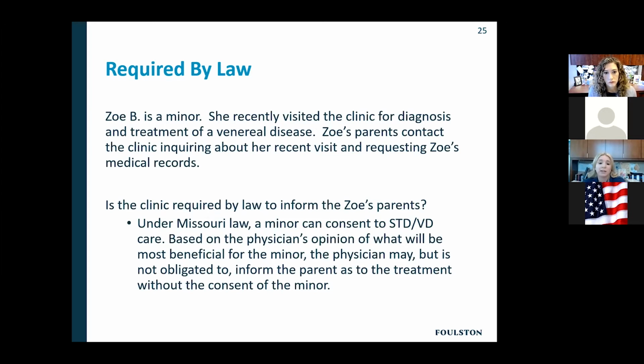Here, we've got Zoe, who's a minor. She recently visited a clinic for diagnosis and treatment of venereal disease. Her parents subsequently reach out to the clinic, inquiring about her visit and requesting a copy of Zoe's medical records. So here, the first step, it just says medical records, is we have to make sure they're asking for electronic health information.